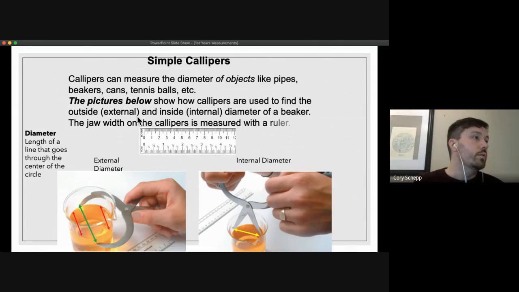Let's go on to the next one. So yeah, the jaw width of the calipers is measured with a ruler. So that's the jaw width right there, or right there.